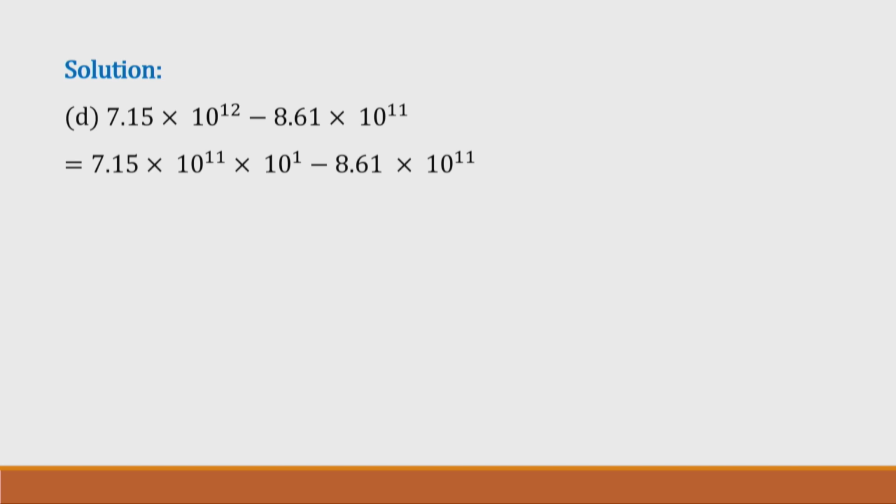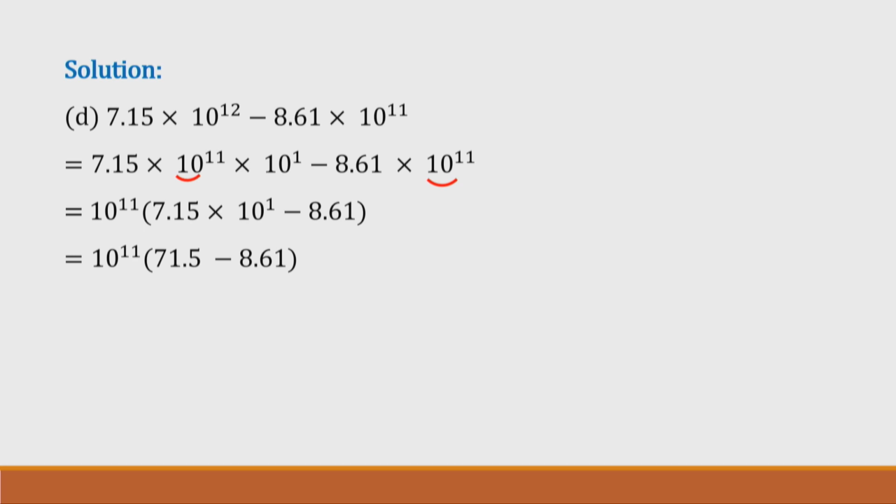Part D. So here I have subtraction. We will proceed in the same way as for addition. So I choose the smaller power, that is 10 power 11. So now 10 power 12 will be written as 10 power 11 times 10 power 1. So 10 power 11 is common. And I am left with 7.15 times 10 power 1 minus 8.61.